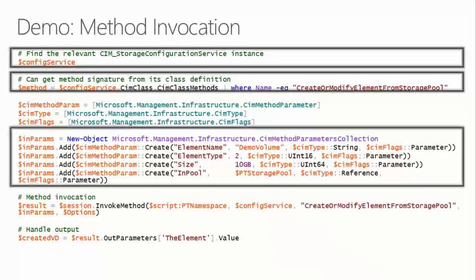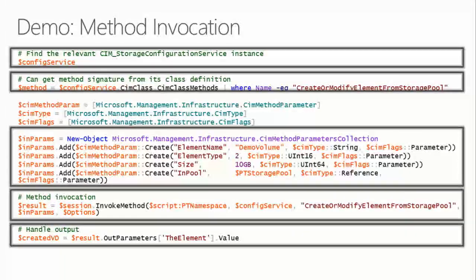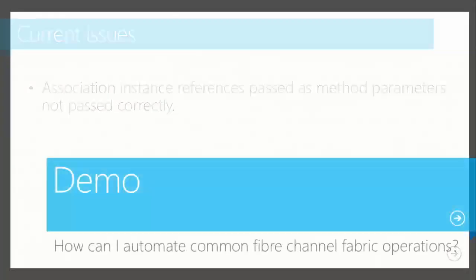So here I'm creating a LUN. All I'm going to do now is give an element name, demo volume, element type, size, and what pool I'm going to use. If you notice from my previous demo, new SC storage logical unit: name, size, and pool. So very similar setup there. And then I just invoke the method. This is a synchronous call, and when it comes back, I'll have a virtual disk or a LUN object, and then you can do other cool things with it. All right, so how do we do this for Fabric?